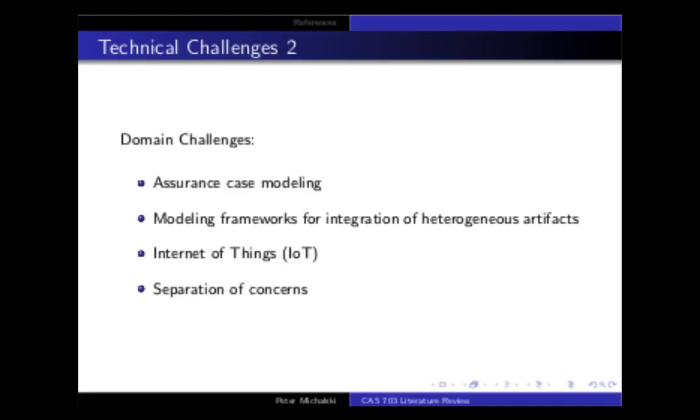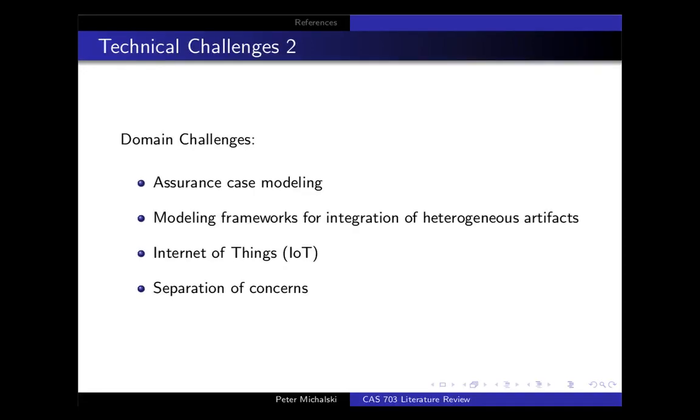The article then dives into domain challenges. This includes all the challenges related to application domains of systems developed using MDE. Assurance case modeling is an important part of model-driven engineering techniques to reduce risks and ensure software reliability. This area of MDE develops along with domains that it services. Modeling frameworks that support the integration of heterogeneous artifacts, such as data from sensors, engineering models, and new and changing regulations, are constantly in development.